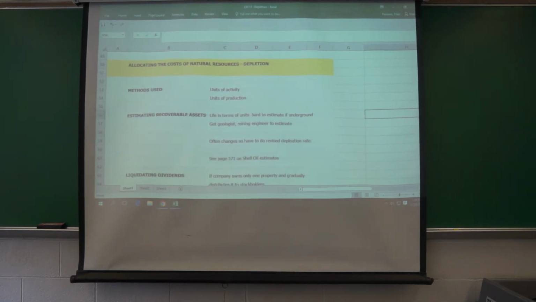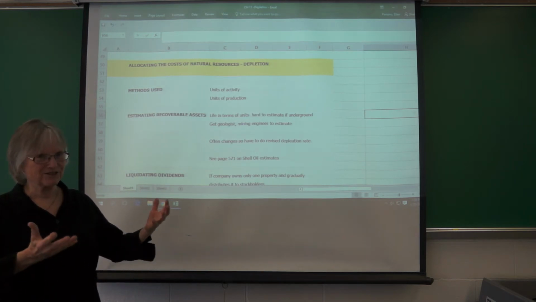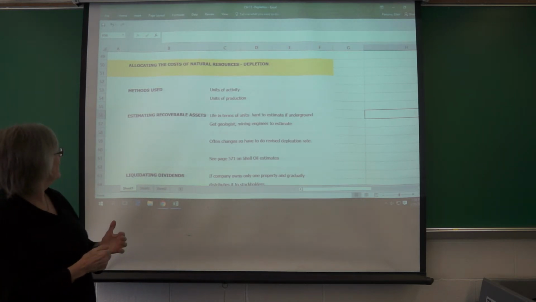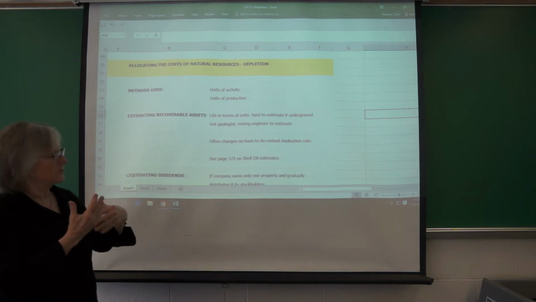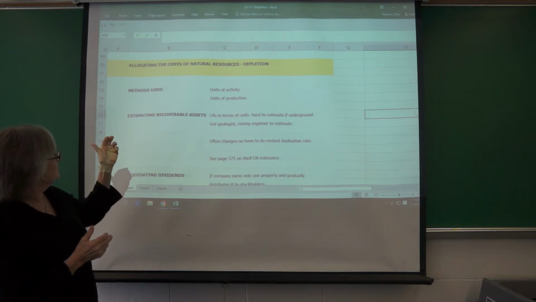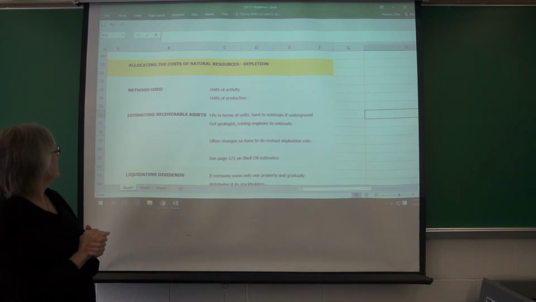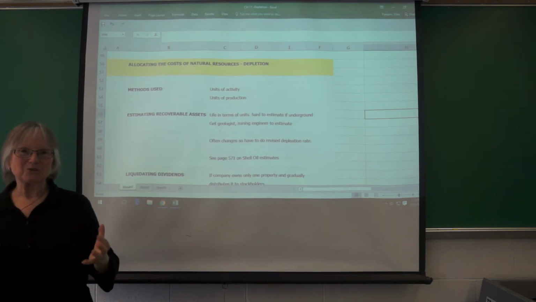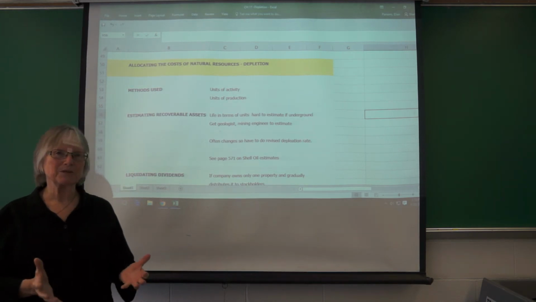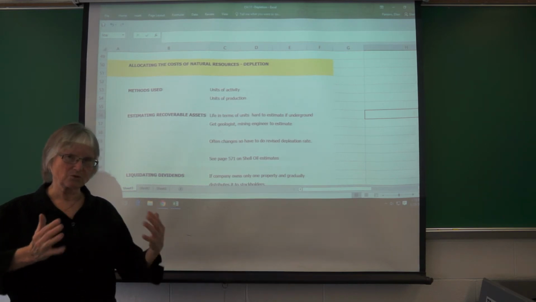So you do your activities, now you're extracting stuff, you're mining for ore, you're drilling for oil, your oil's starting to come out, your trees are starting to get hauled away. So now you have to figure out the depletion. Okay, so how do we do this? Usually it's going to be units of activity, units of production. It'll involve the units that come out of whatever you're doing. So now you have to estimate the useful life, right? Remember when we did property, plant, and equipment, you'd estimate total machine hours or total units that will be produced or total years of life.